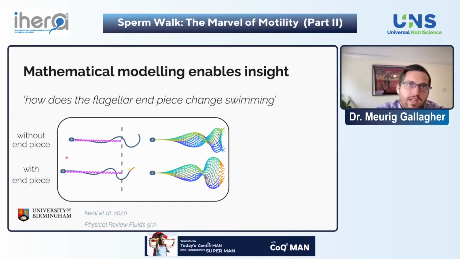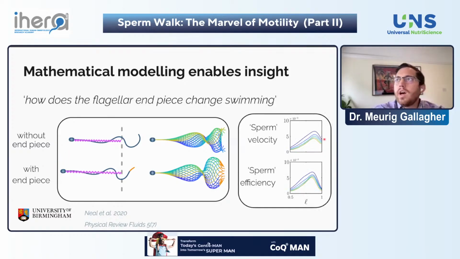And actually you notice that this sperm is swimming faster. So over these number of beats, it's swimming almost 2 heads further on. And actually we can do that for a whole number of different lengths. So this is our L. And what we see is that there's always an optimal velocity and an optimal efficiency of this end piece. And it just so happens that the physiological length of that end piece is pretty much where the optimal length is. And we've been able to test that and show that using mathematical modeling.